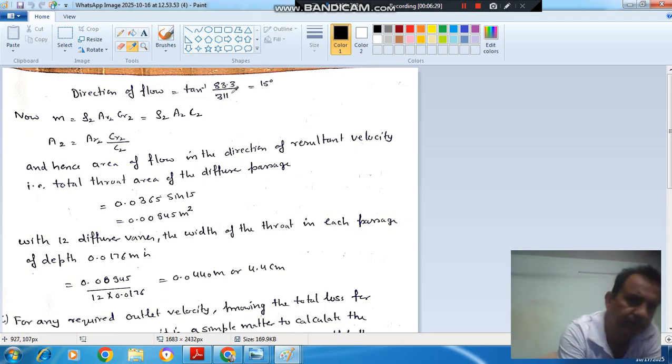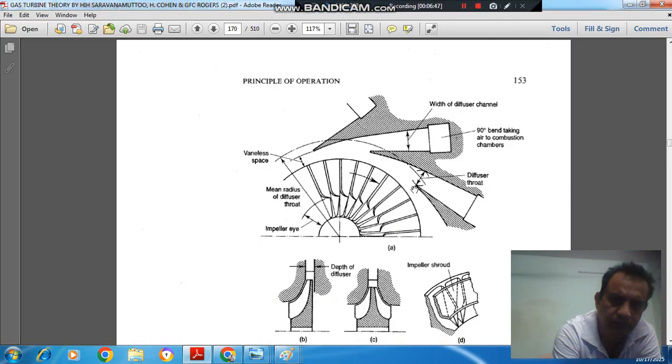Now this area we have taken perpendicular to CR2. So the mass flow rate is rho 2 AR2 CR2. If we take C2, then the area will be A2, because here we have the diffuser throat like that. It is not like this, it is like this. It is rectangular in section. It has a particular depth and it has a particular width.